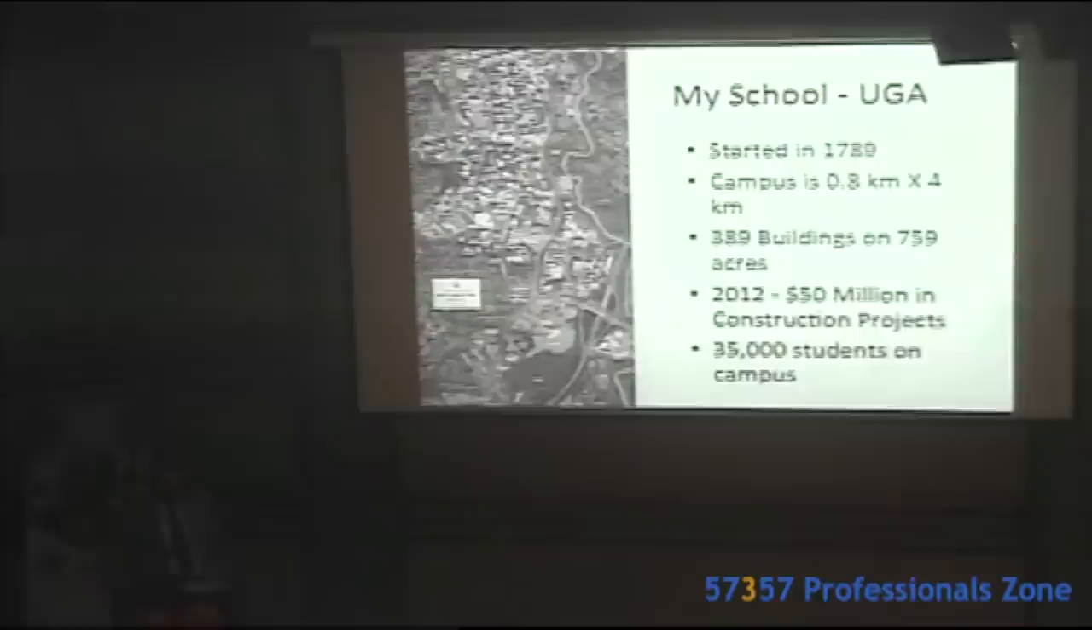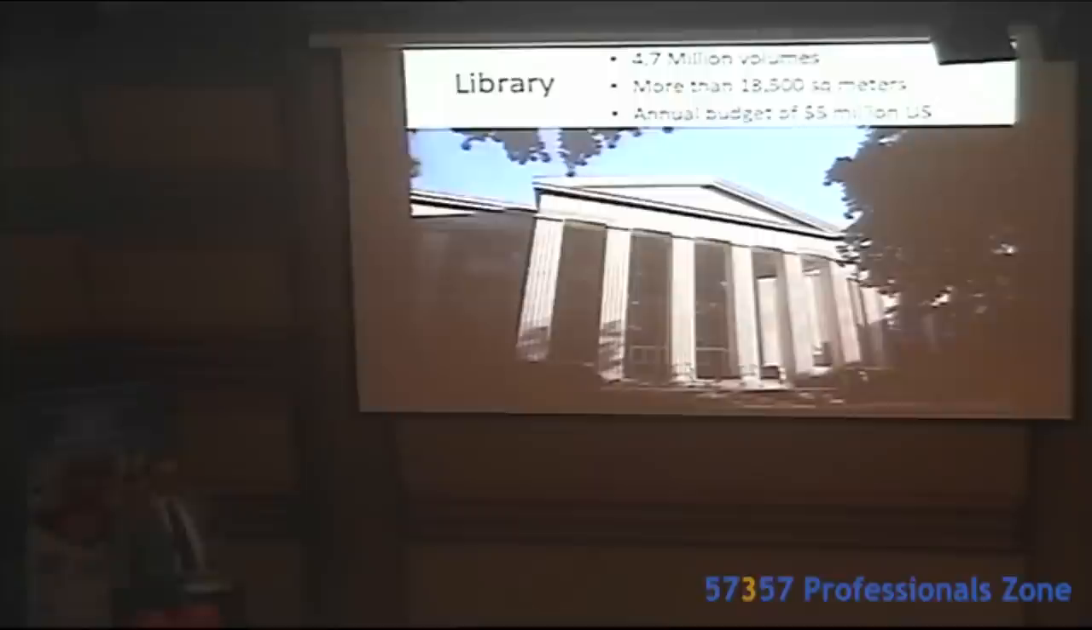There are 389 buildings on campus. In 2012, they spent about $50 million on building more buildings on the campus. There are 35,000 students that come from all over the world to study at the campus. One of the probably most important buildings on campus is our library. There are 4.7 million volumes in our library. There are more than 18,500 square meters of space in our library with an annual budget of $5 million a year.